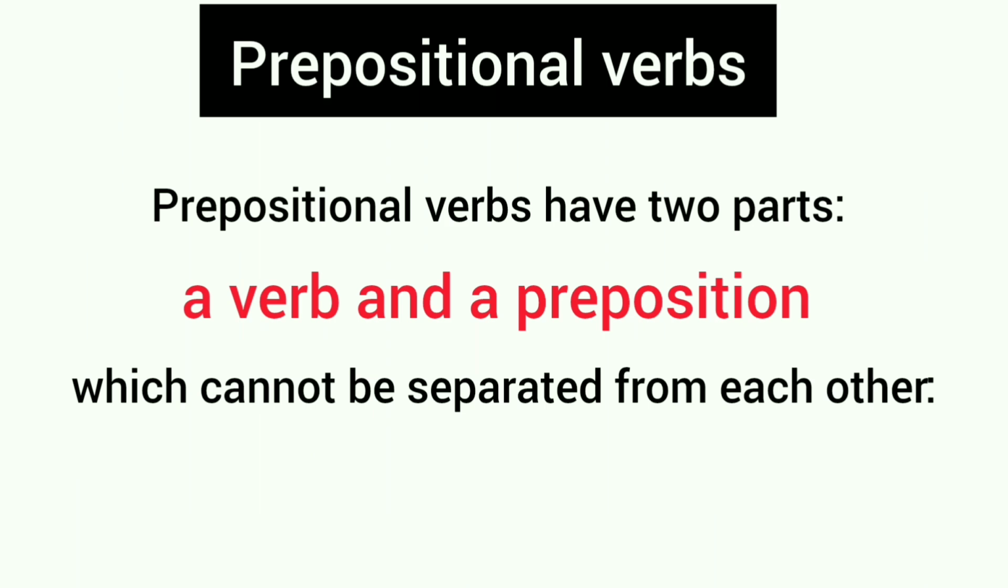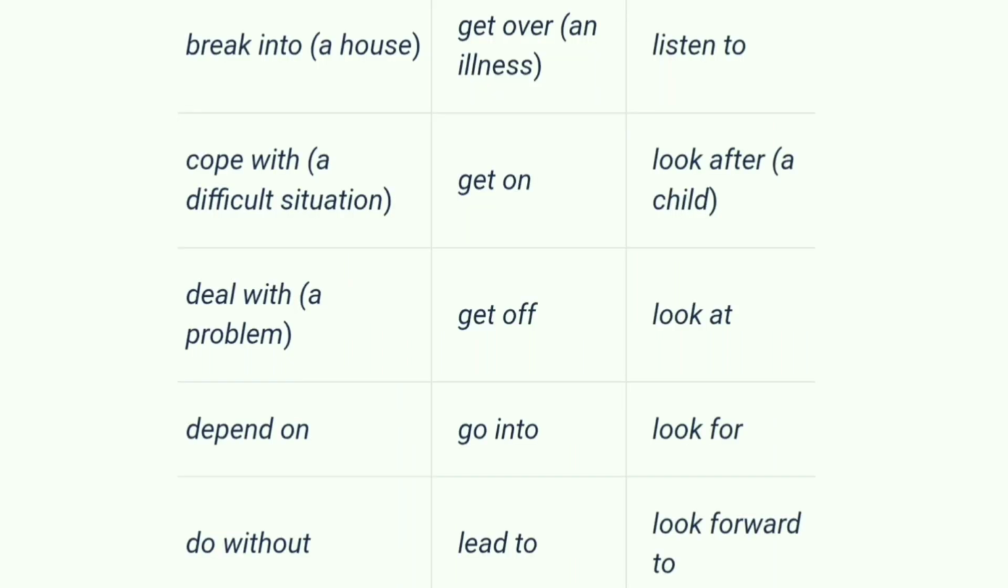Prepositional verbs. Prepositional verbs have 2 parts: a verb and a preposition which cannot be separated from each other. Examples: break into a house, get over an illness, listen to, cope with a difficult situation, get on, look after a child, deal with a problem, get off, look at, depend on, go into, look for, do without, lead to, look forward to.